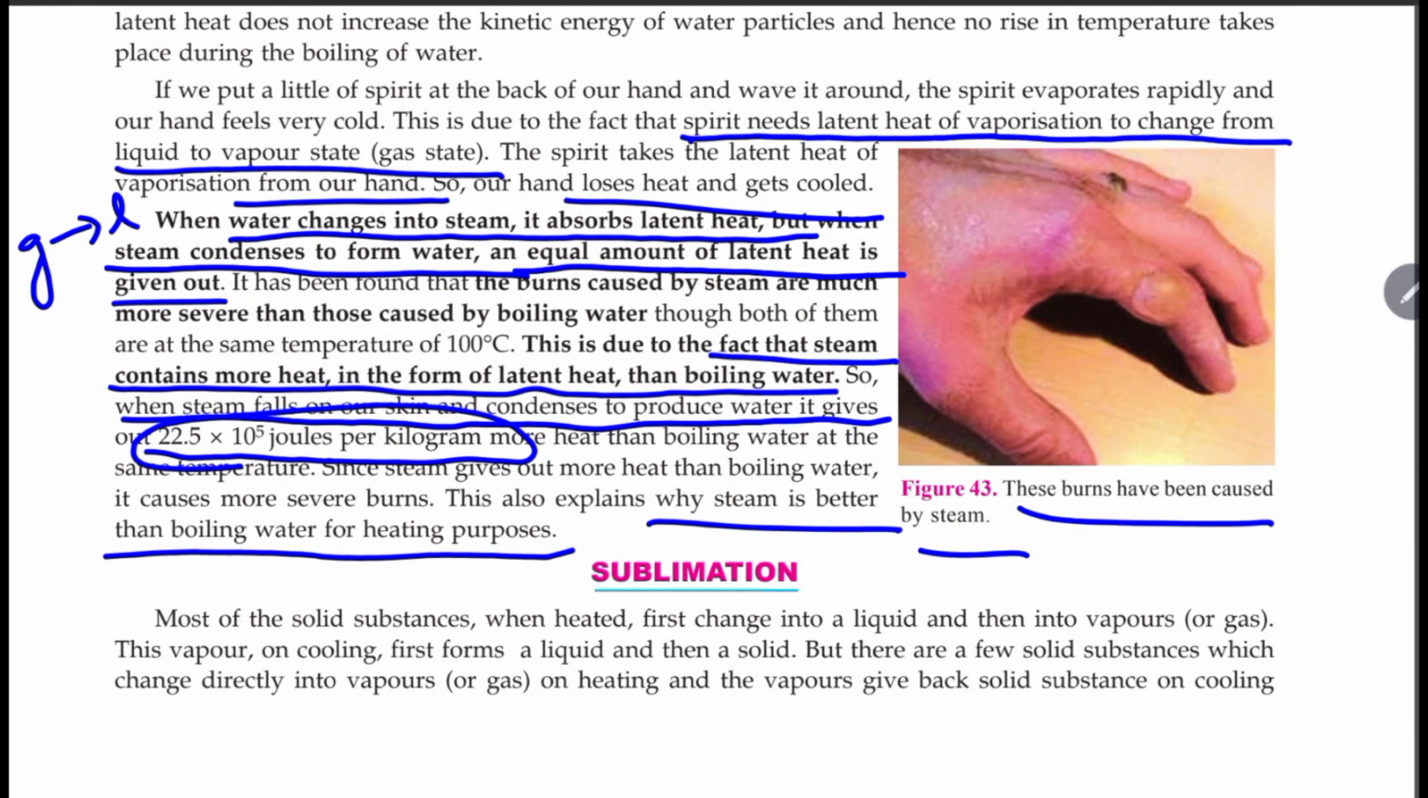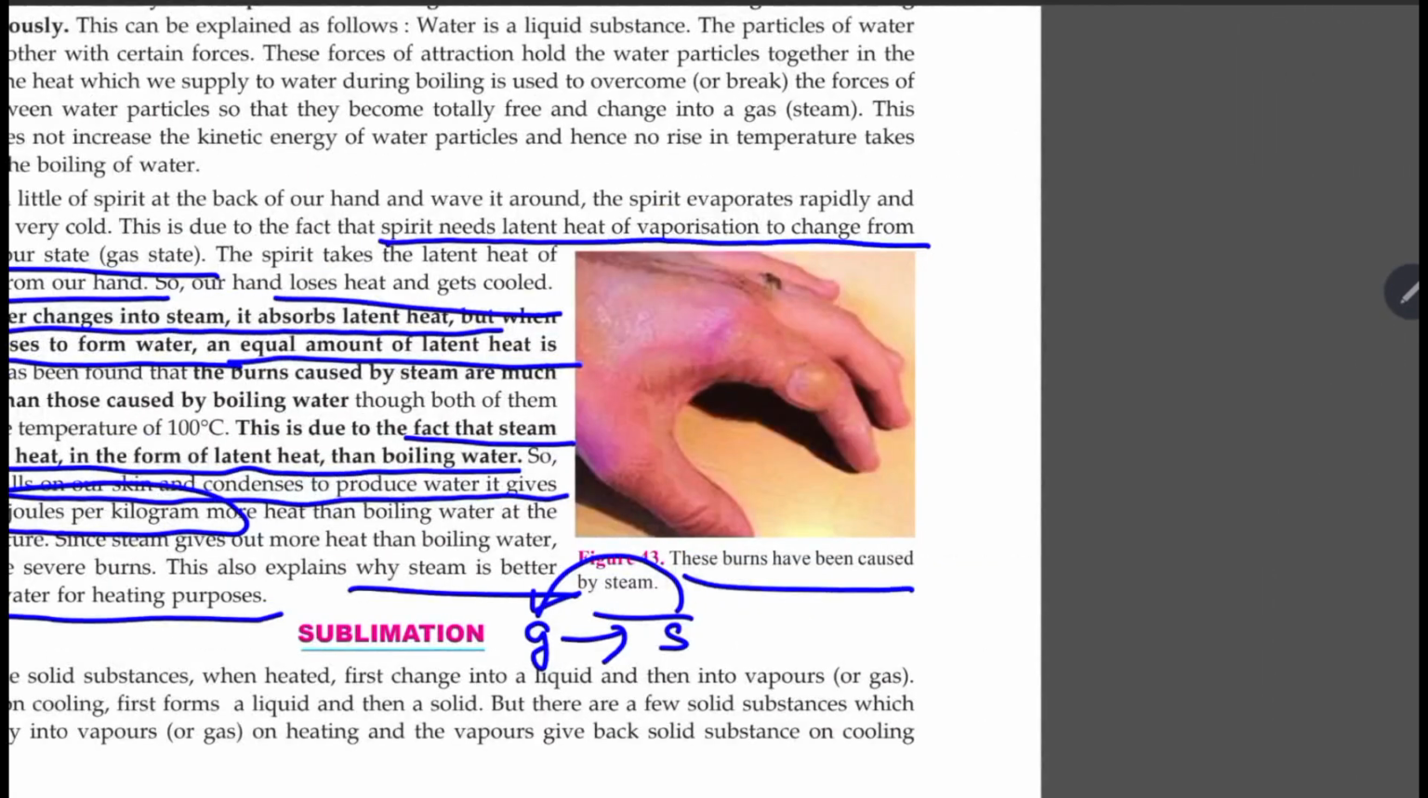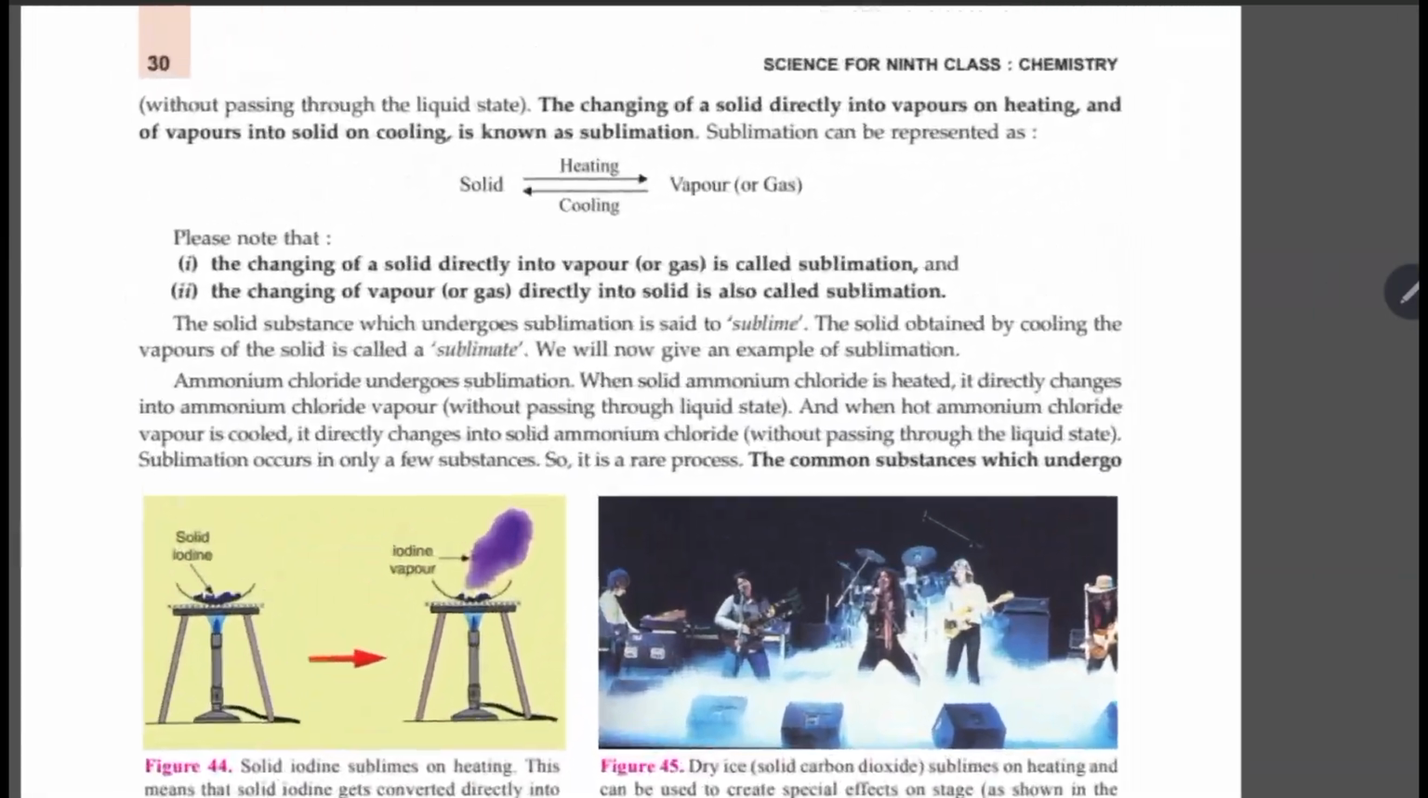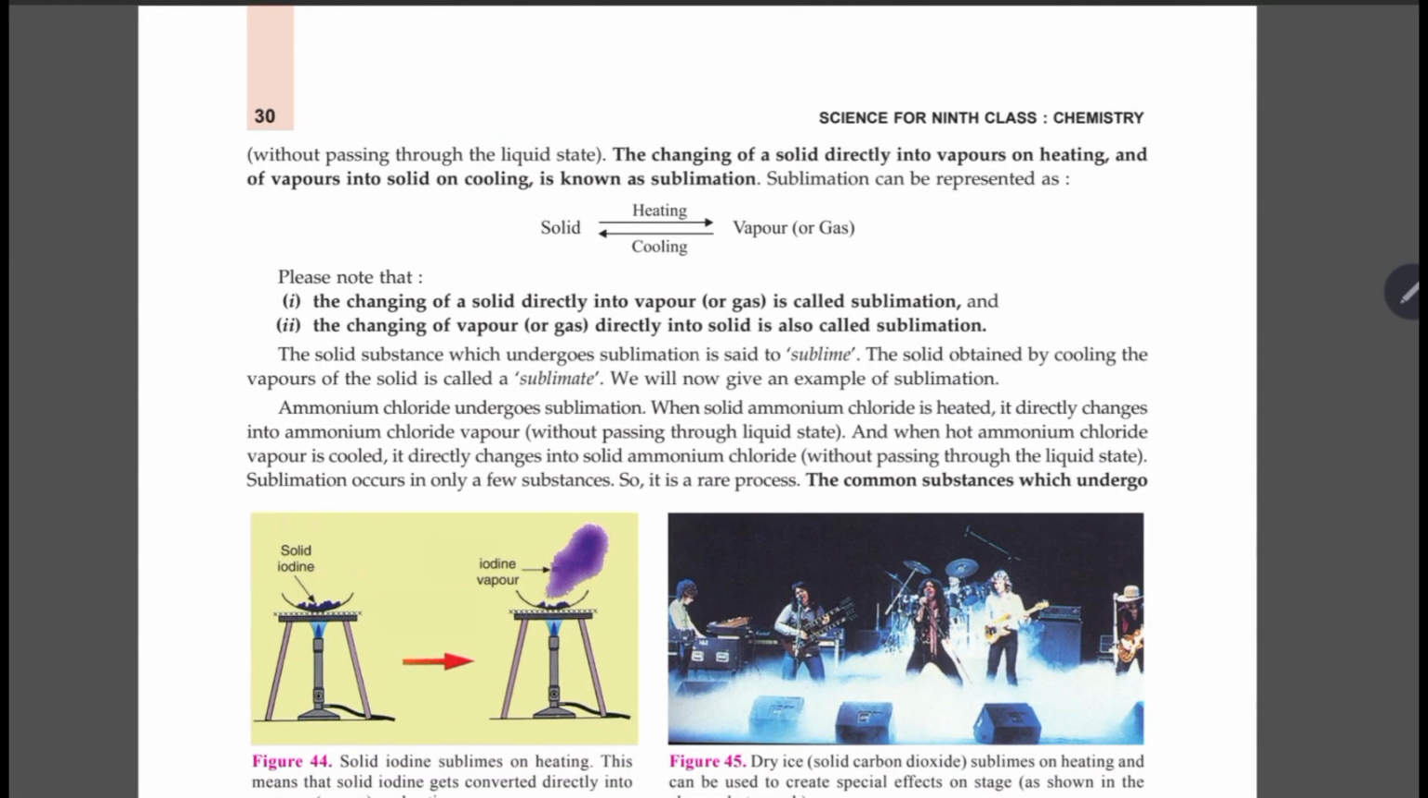Now what if a gaseous form changes to solid or a solid form changes to the gaseous form? This phenomenon is termed as sublimation. So this is the phenomenon of conversion of a solid to the vapor phase and vapor to the solid phase without undergoing the liquid phase in between.